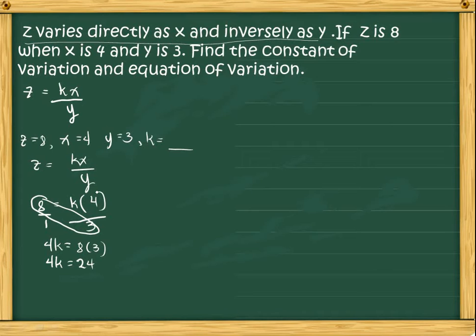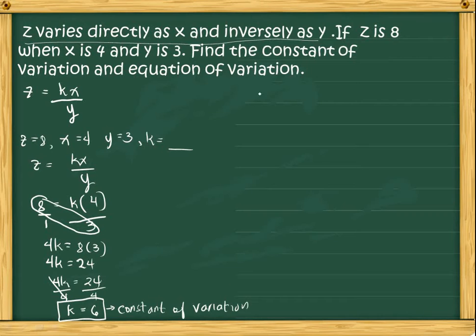So again, our goal is to find the value of k, so we need to eliminate 4. We need to divide both sides by 4. 4k divided by 4 is k, and 24 divided by 4 is 6. k is equal to 6, which is what we call the constant of variation.